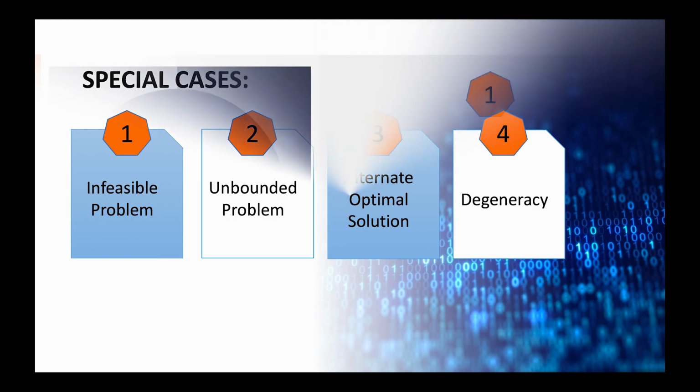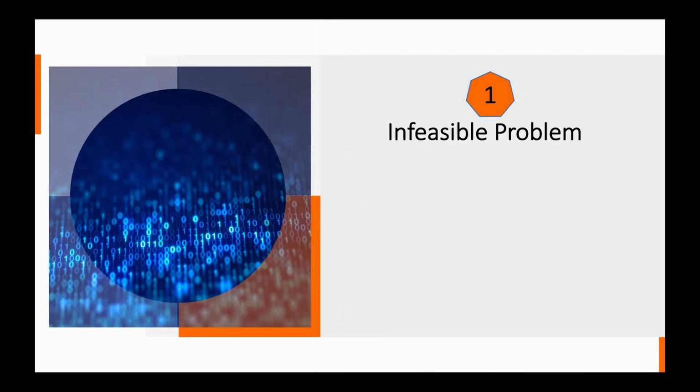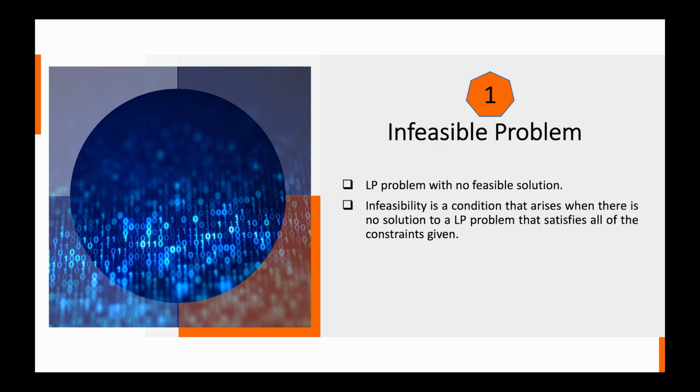First special case, infeasible problem. A linear programming problem with no feasible solution, where infeasibility is a condition that arises when there is no solution to a linear programming problem that satisfies all the constraints given.